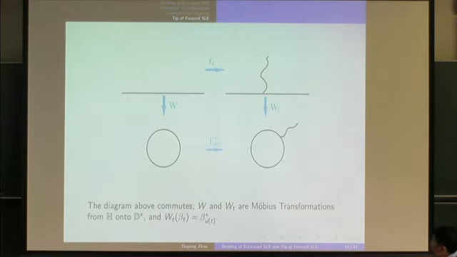Here's a picture. The top two pictures are backward chordal SLE. The bottom two pictures are backward radial SLE kappa minus 6 processes. And this commutes, and Wt and W are Mobius transformations from the upper half plane onto the exterior of the unit disk. And the Wt maps that curve to that curve.